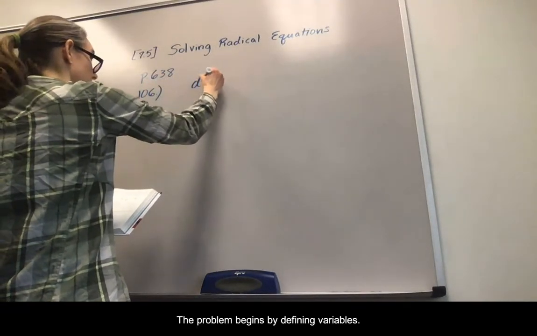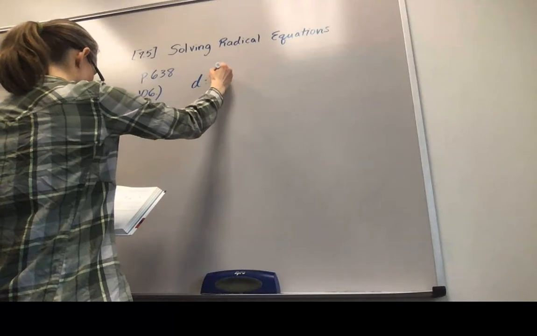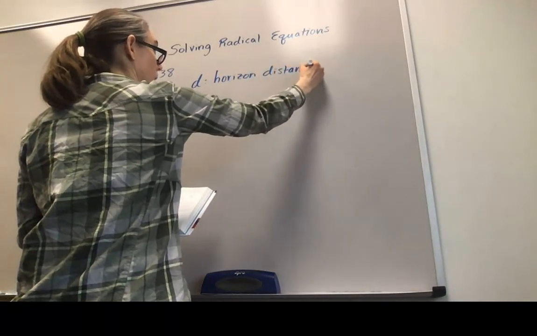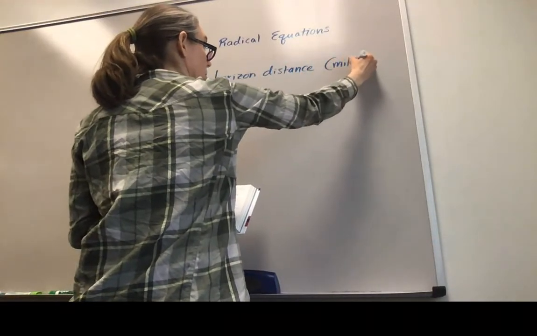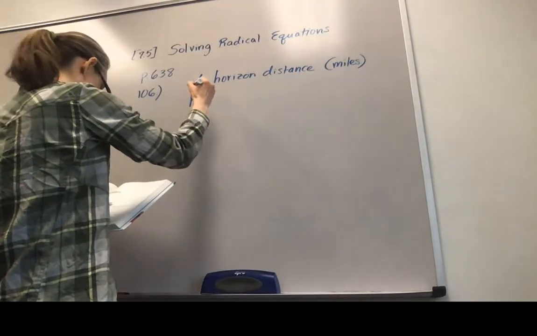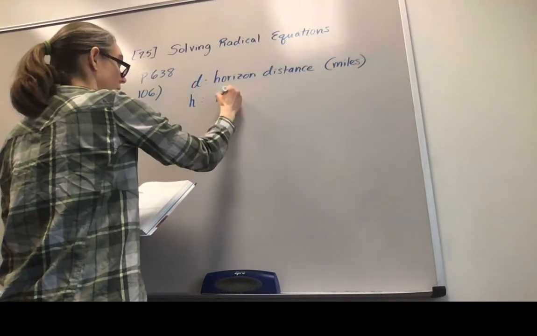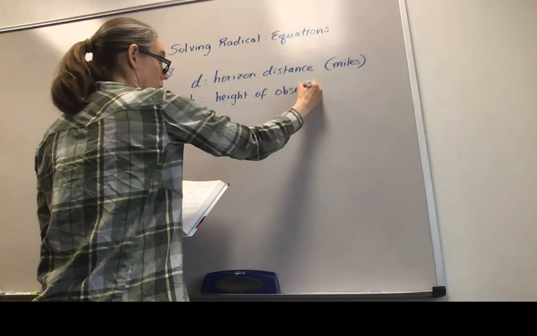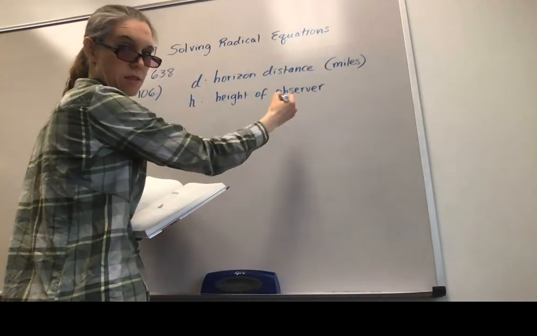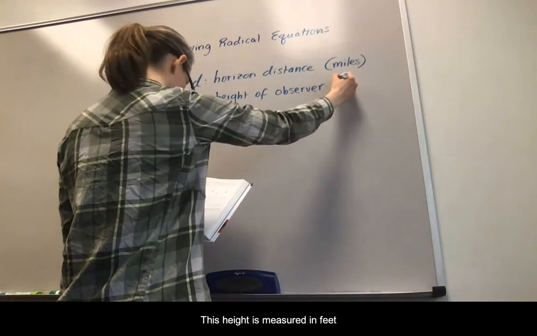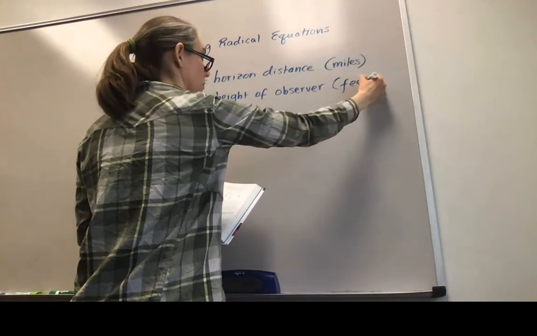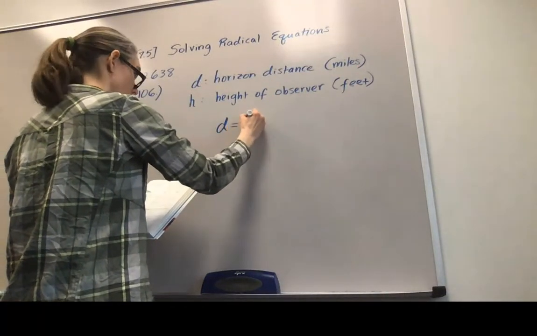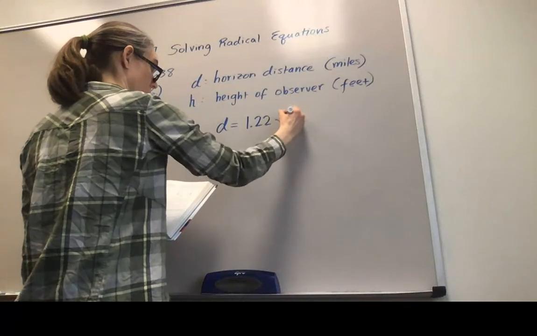The problem begins by defining variables. D is the horizon distance measured in miles. H is the height of the observer, which of course depends on the height of the lookout tower. This height is measured in feet. The formula given is d equals 1.22 square root of h.